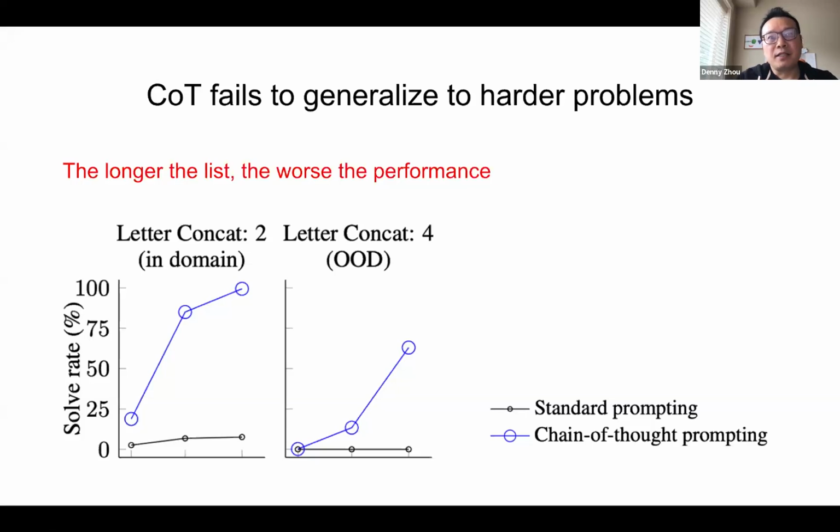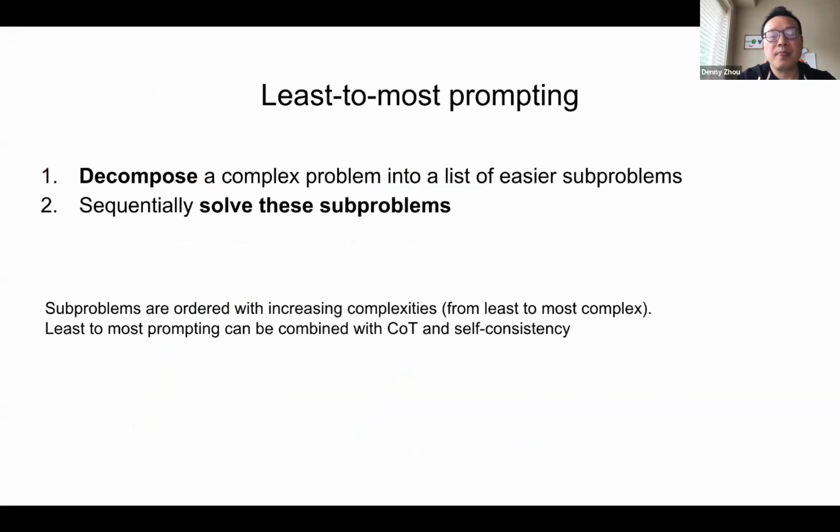That's different from human intelligence. To fill the gap, we propose least-to-most prompting. The basic idea is very simple, just like we usually do. If we want to solve a difficult problem, how do we solve it? Decompose it into a list of easier sub-problems, and then sequentially solve those sub-problems. That's it. Those sub-problems are ordered with increasing complexity, from least to most complex. That's why it's named least-to-most prompting.